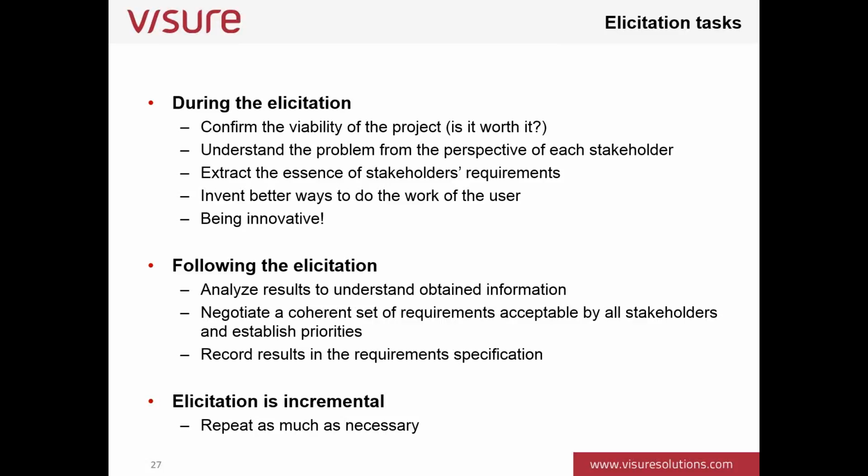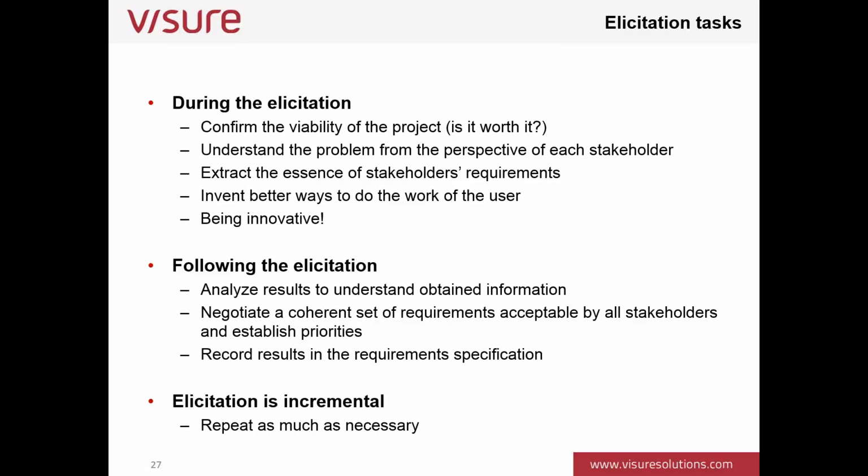Following the elicitation, we must analyze the result in order to understand the obtained information. We must negotiate a set of requirements that is acceptable by all the stakeholders and establish priorities on those requirements. And we must record the results in the requirement specification. Take into account that the elicitation is an incremental process that we will be repeating as much as necessary. Those tasks are going to be executed in the whole elicitation process.